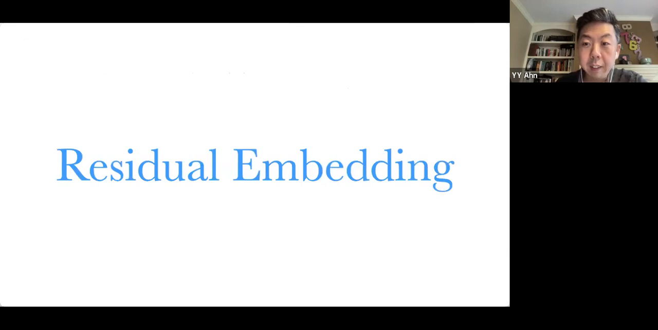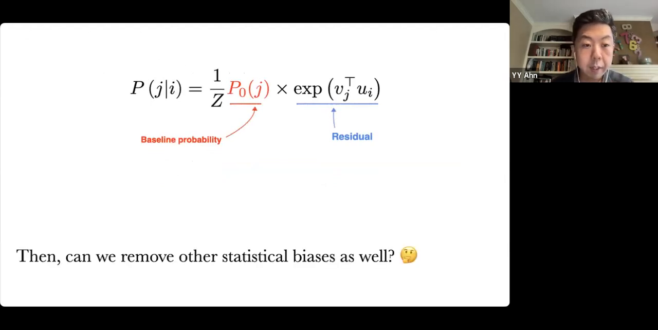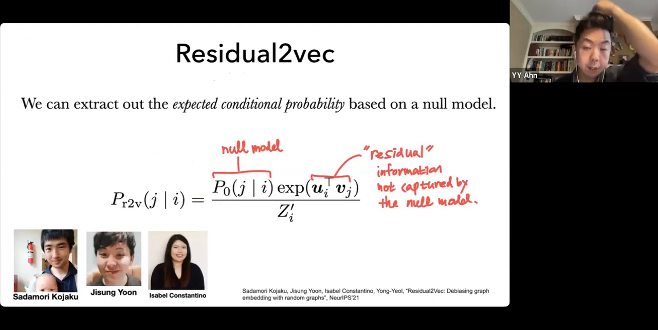The other exciting thing is residual embedding, which goes back to the idea of baseline versus residual. The idea is, can we remove any statistical bias using this framework? It's a very simple idea. Instead of using this null distribution, we plug in any null model we want to remove from the graph embedding.